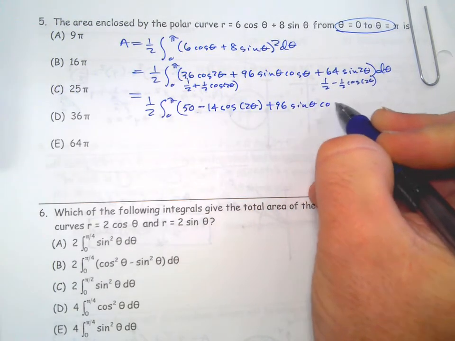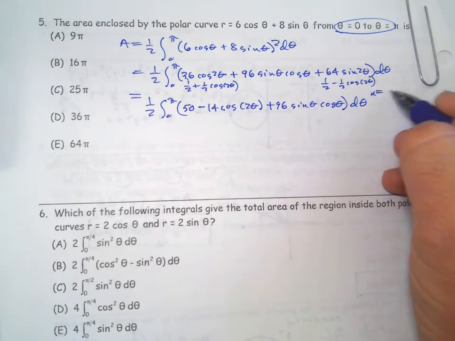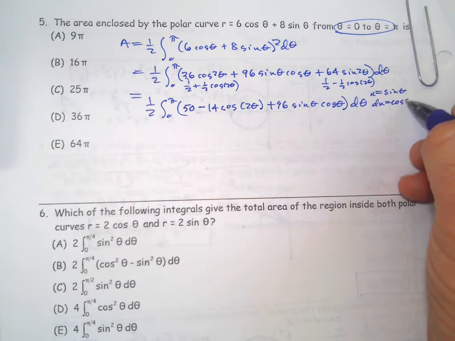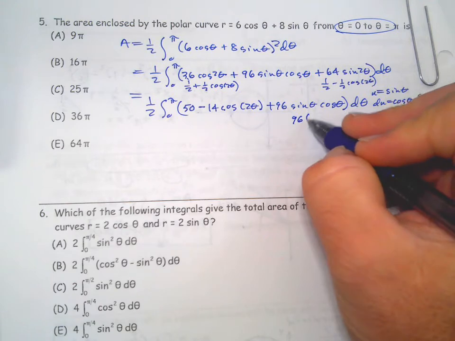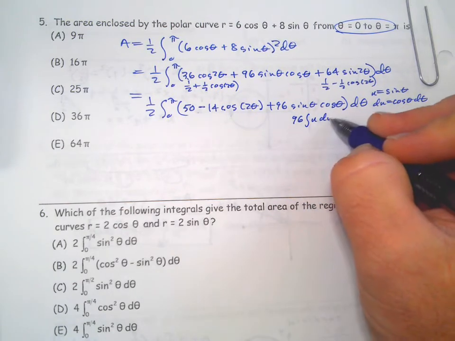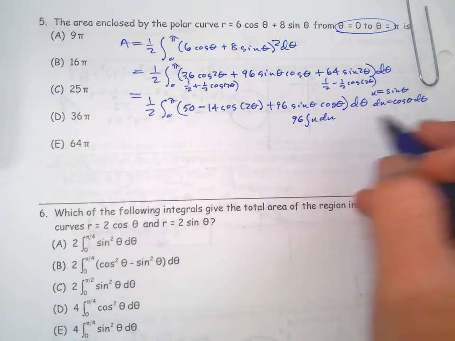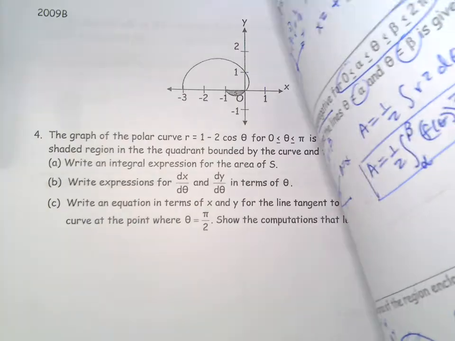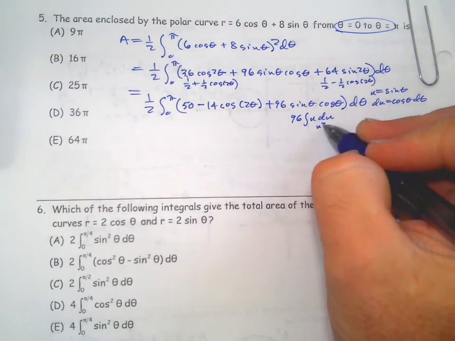Now we're going to use substitution on this one. So this is very similar to the last one. We're going to do u equals sine theta, du equals cosine theta d theta. So this would give you 96 u du. And so then you would get u squared over 2.